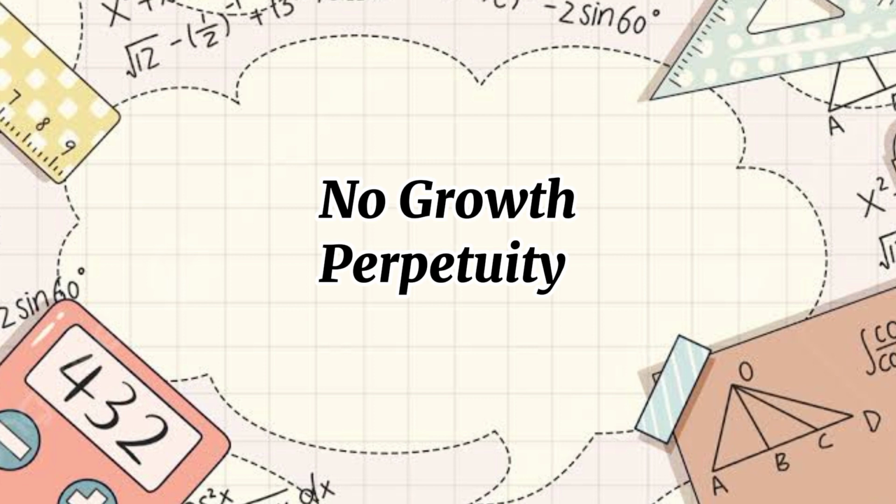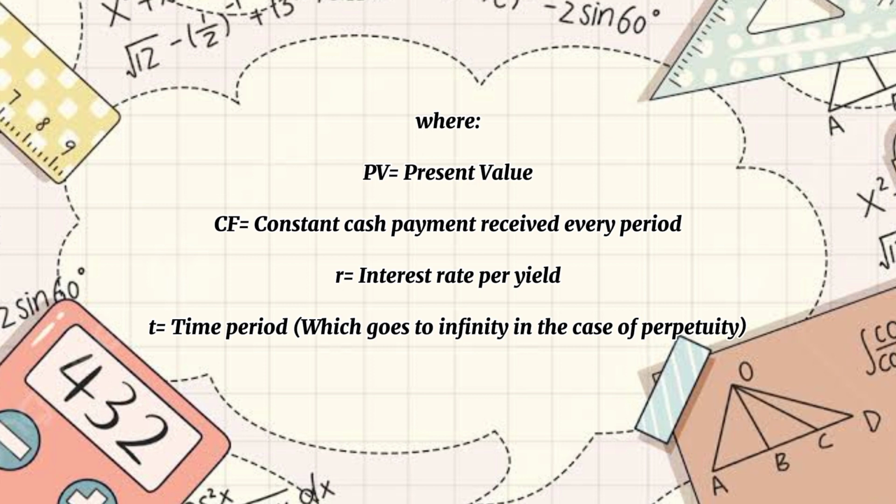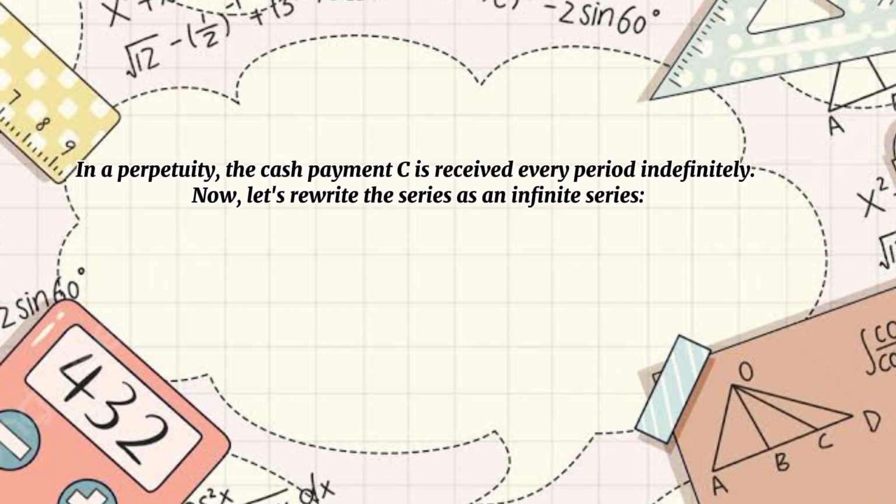No-growth perpetuity. To derive the formula for the present value of a no-growth perpetuity using the definition of an infinite series, we can start with the following definition of perpetuity. PV is equal to the summation of C over 1 plus R raised to T, when T is equal to 1 up to infinity, where PV is present value, C is the constant cash payment received every period, R is the interest rate per period, and T is the time period, which goes to infinity in the case of perpetuity. In a perpetuity, the cash payment C is received every period indefinitely.